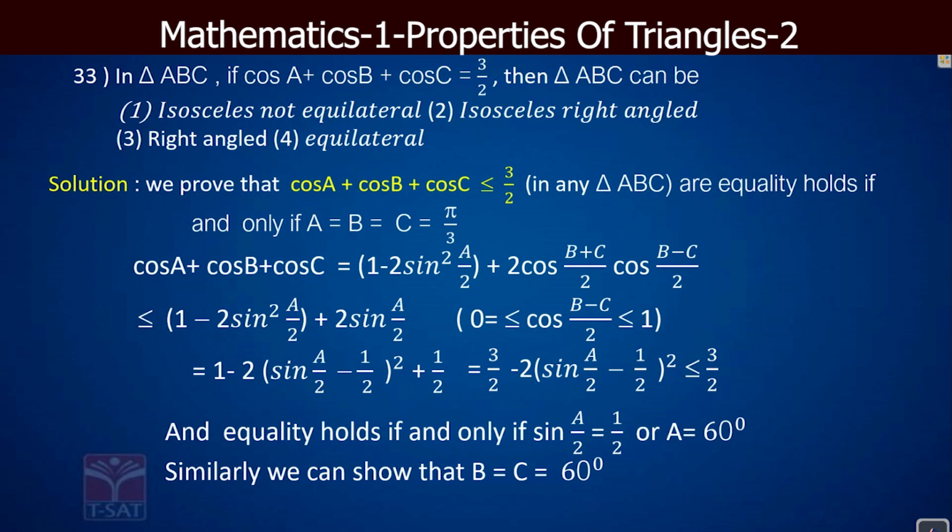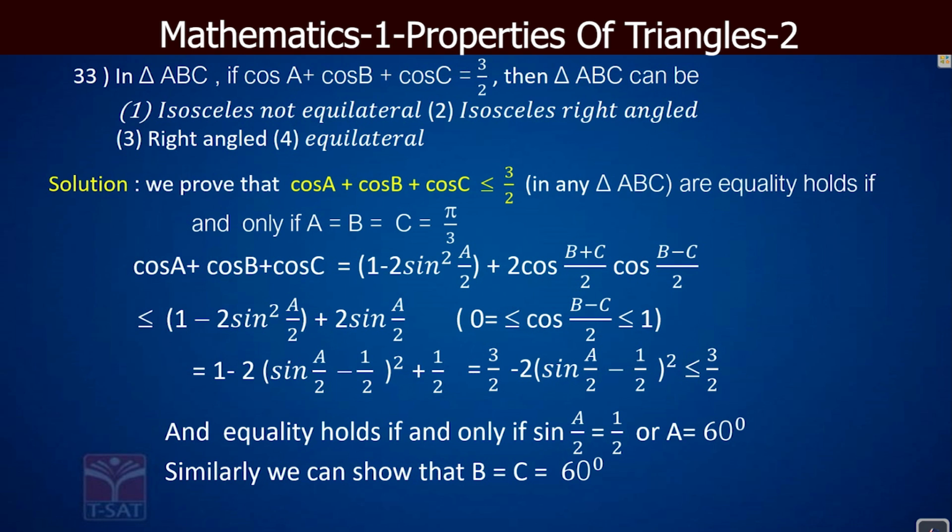So similarly you can prove that B is equal to C is equal to 60 degrees, by writing cos A plus cos B plus cos C, you have written 1 minus 2 sin square A by 2 for the first, and for the remaining you have written cos B plus cos C. For the second one, you write cos B as 1 minus 2 sin square B by 2 and cos C plus cos A as 2 cos (C plus A) by 2 cos (C minus A) by 2, like that. So, similarly, we can show that B is equal to C is equal to 60 degrees. So, the triangle is equilateral.